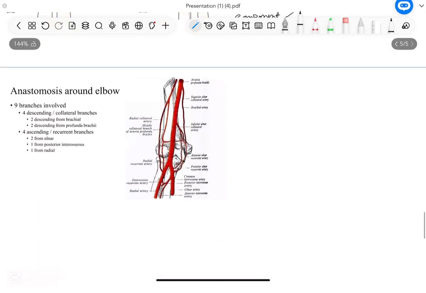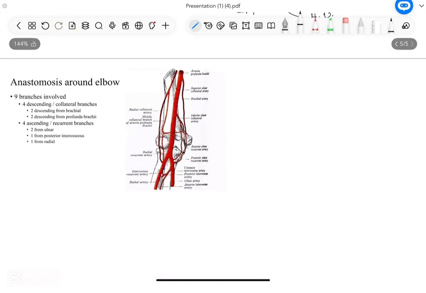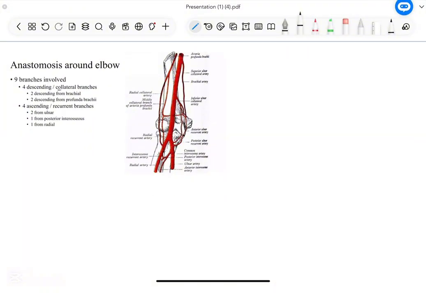Now a very important point related to the elbow joint is the arterial supply. For knowing the anastomosis around the elbow, we should have a very good idea about the brachial artery, the different branches of the brachial artery, and the terminal branches of the brachial artery, that means the radial artery and ulnar artery, and also their different branches, which make the anastomosis surrounding the elbow joint and supply the elbow joint area. So let's start first.